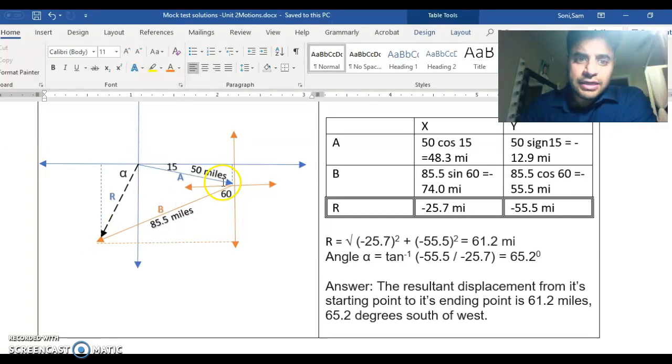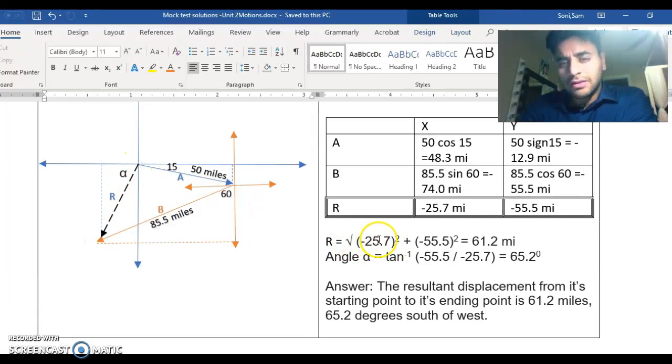If I'm using my head to tail method, then this will be my final resultant, right? This was my A vector, this was my B vector, so my resultant vector would be right here. Okay, fair enough. So how will I find my resultant vector? I'm given its x component, which is right here, and its y component, which is right here. If I have its x and y component already, then what would be my resultant?